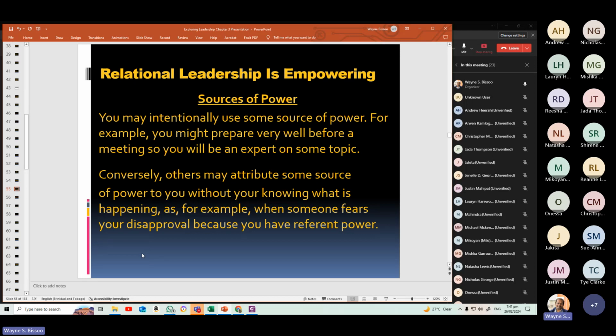So some of these sources may apply to you as the leader, but oftentimes you actually have to do some work to get at that, especially your expertise. That's something you can actually work on. Conversely, others may attribute some source of power to you without your knowing. Now this happens sometimes in organizations where you don't really know the person, but based upon what you've seen them doing, you start to ascribe to that person powers they don't really have.